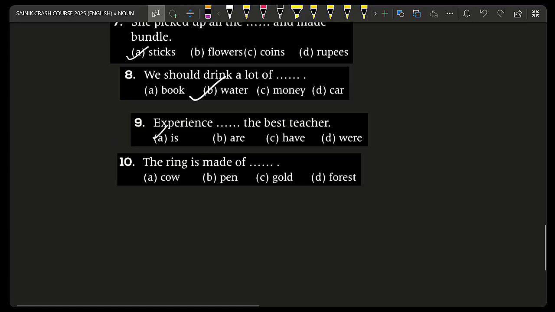No votes were received for options A and D. Cow is wrong, forest is wrong. It is made of gold. Gold is a material noun here. So that's it from today's class, students. Gold is the correct answer.